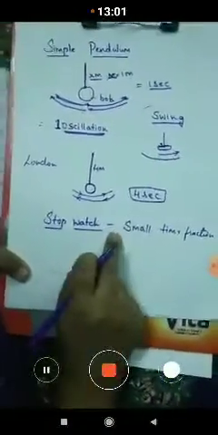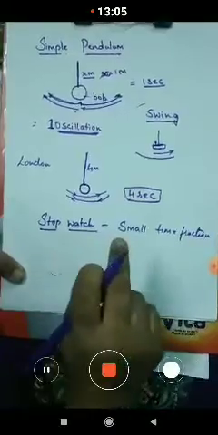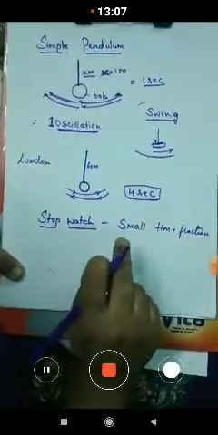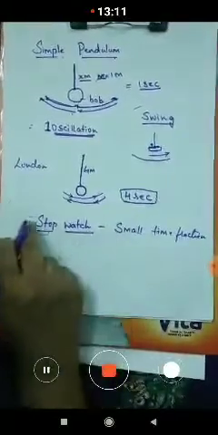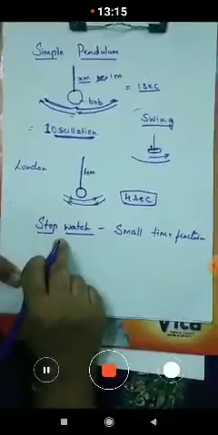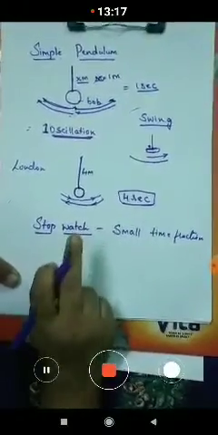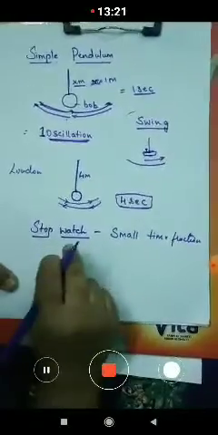So the stopwatch is used when athletes are running in a race, when swimmers are in a swimming event, and in sports events. It is the best device which gives us information about the time.